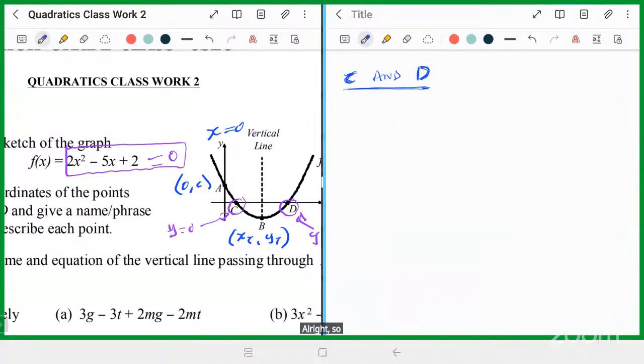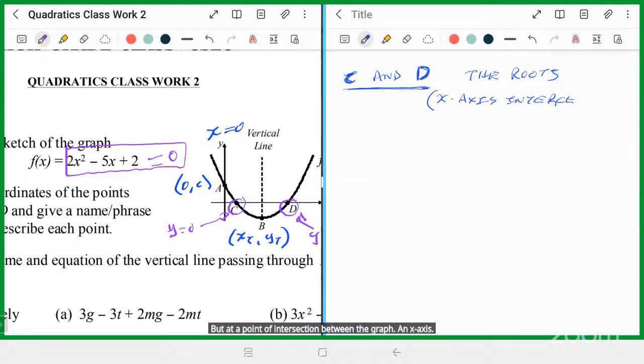Alright, so C and D are called the roots. That's one phrase that can be used for those 2 points. They are also called the x-axis intercepts, because they're the points of intersection between the graph and the x-axis. So any of those you write for the name or phrase for those 2 points, you get the marks.